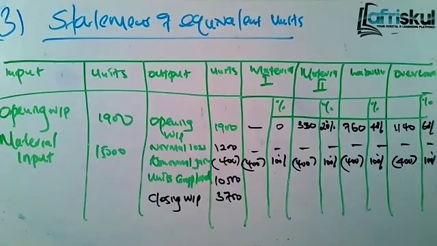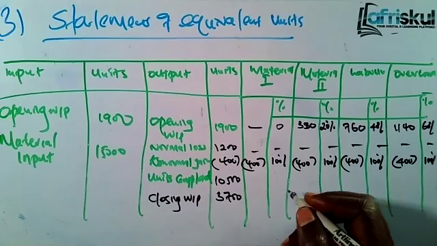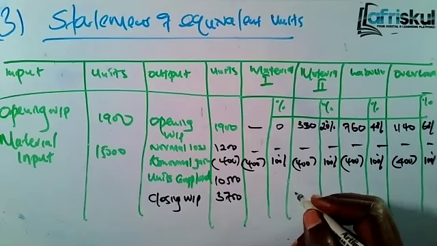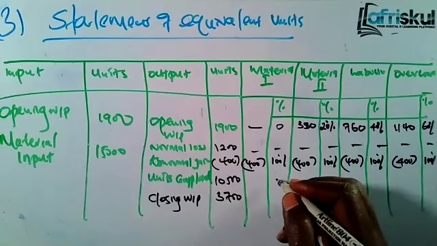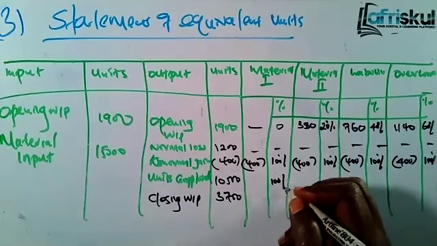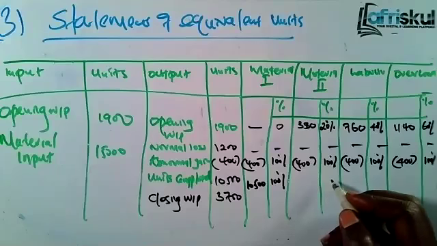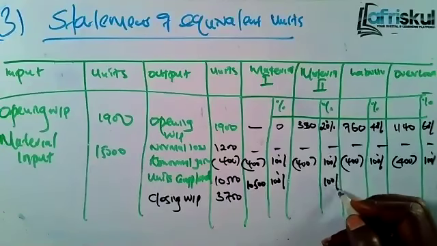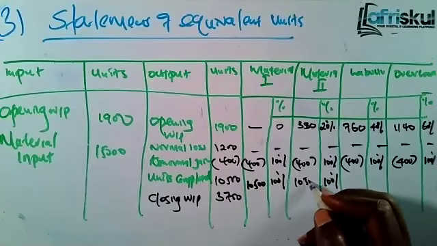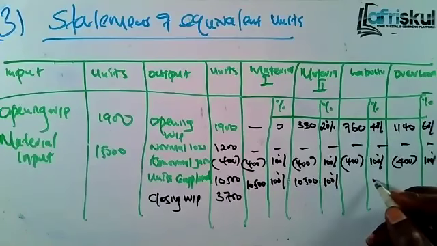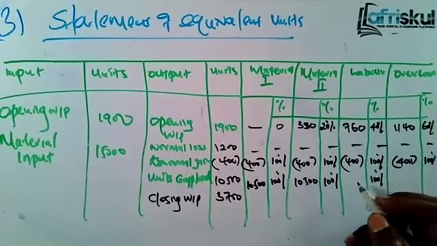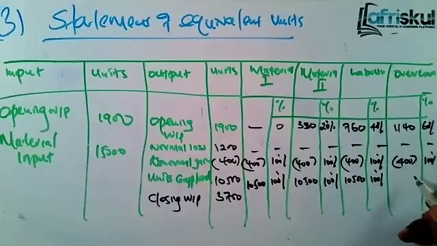Then you go to the units started and completed. These are units completed, therefore they have gone through the whole process. Then material one, it will be 100% again, which is 10,500. And then we have material two, 100%, which is 10,500. And then we have labor, which is 100%, 10,500. And then we have overhead, which is 100%, which is 10,500.